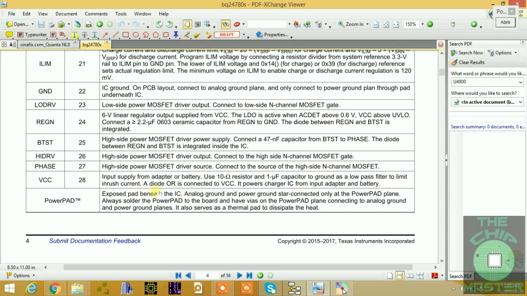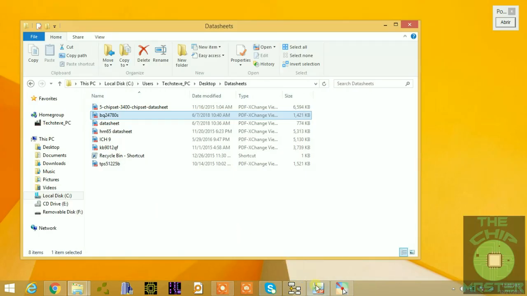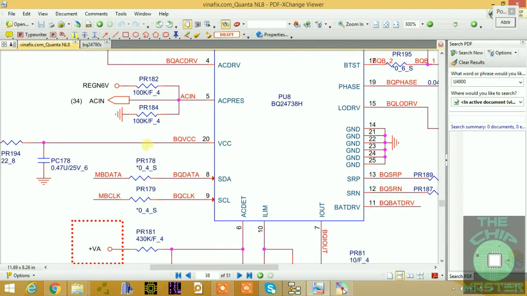In order to control the amount of rushing voltage, it is best to connect a resistor to delay. You need to delay this because you want a low pass filter to limit the inrush current, or a diode is connected to VCC. It powers the charger IC from input adapter and battery. So in order to get this signal to come in at a certain time, it is best to put it through a delay circuit, as you can see, right? So here's the delay circuit.